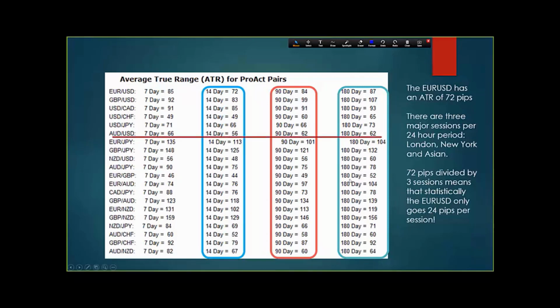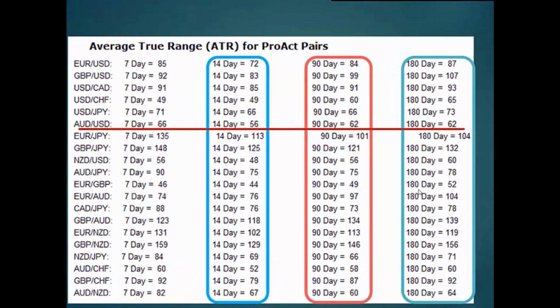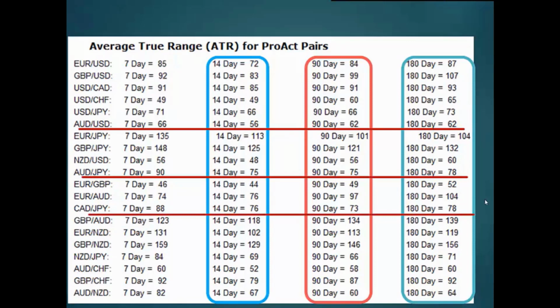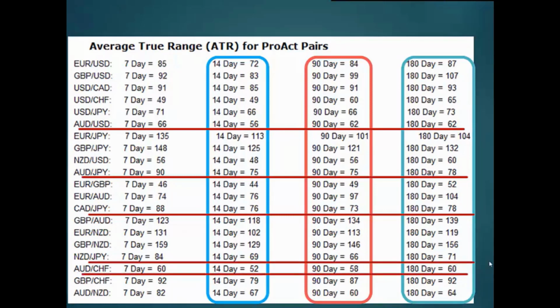Here's the Aussie dollar. Okay, 56, 62, 62. Here's the Aussie dollar, 75, 75, 78. You see, already you're seeing it's roughly doing the same thing no matter what happens, okay? Here's the CAD yen, 76, 73, 78, okay? Here's the New Zealand yen, 69, 66, 71 pips, all right? Down here, Aussie Swissy, 52 pips, 58 pips, 60 pips, okay?